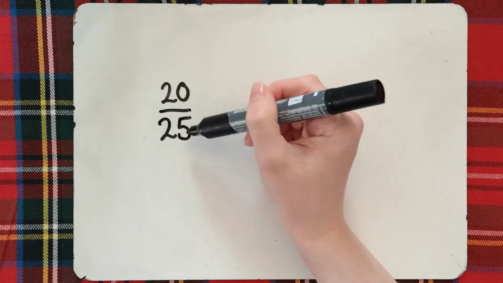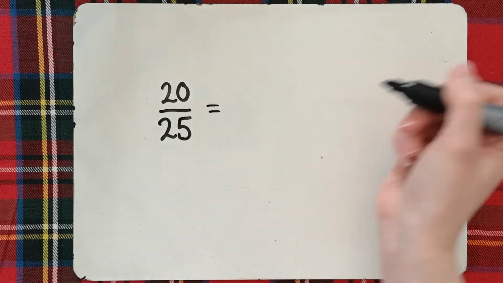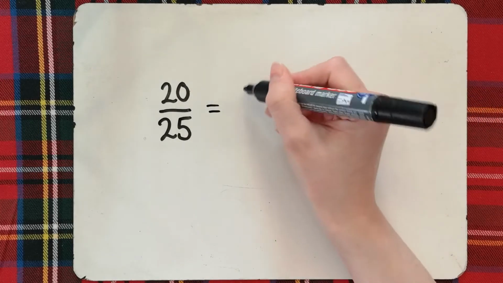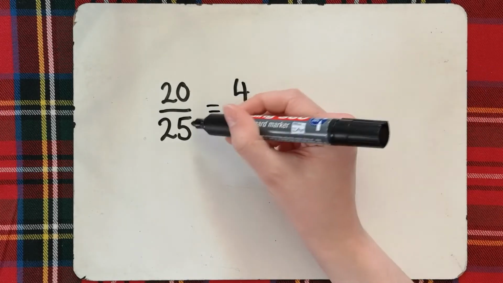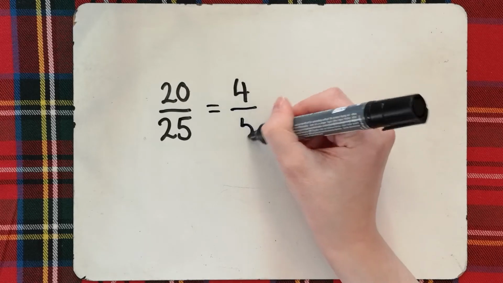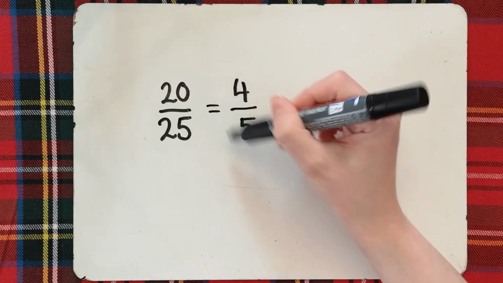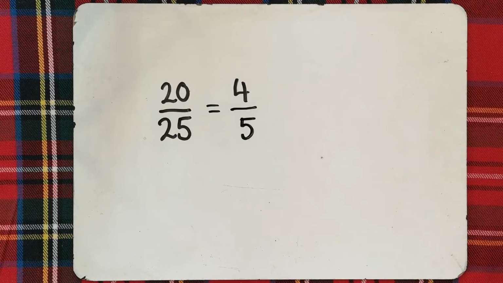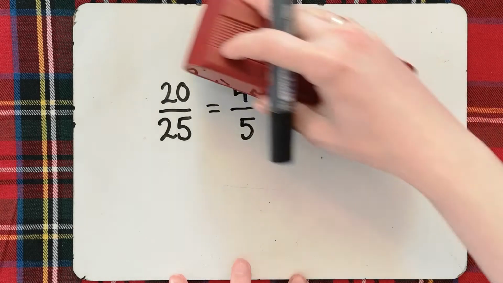So I know that 20 and 25 are in the 5 times table, so I'm going to divide them both by 5. So 20 divided by 5 would give me 4, and 25 divided by 5 would give me 5. This is now in its simplest form. I can't make that fraction any smaller. Let's have a look at another example.